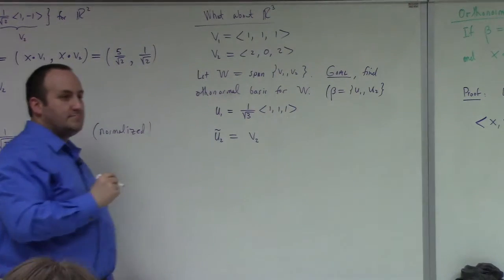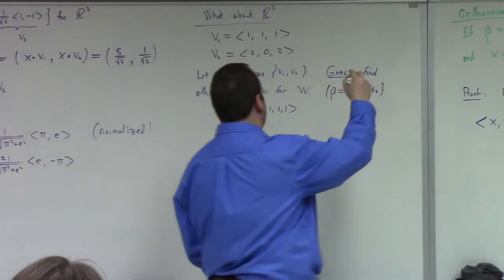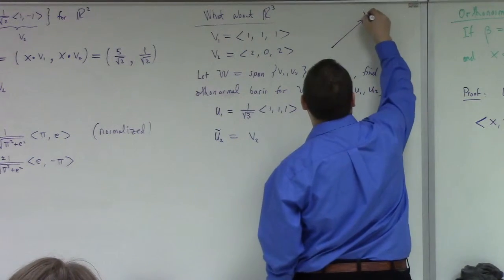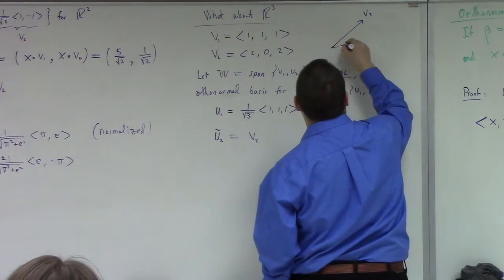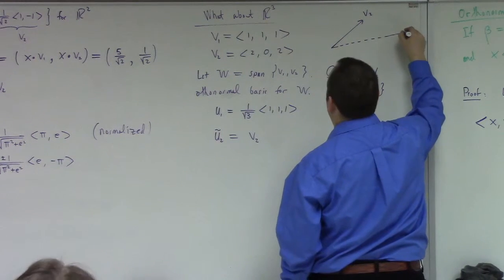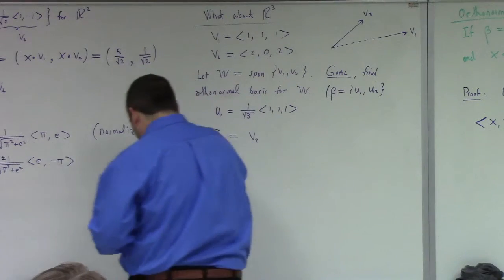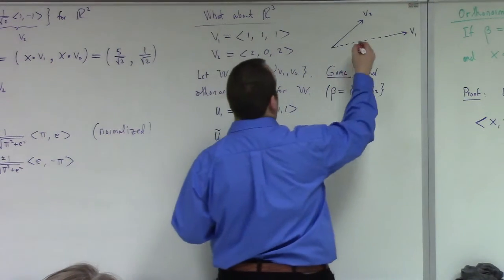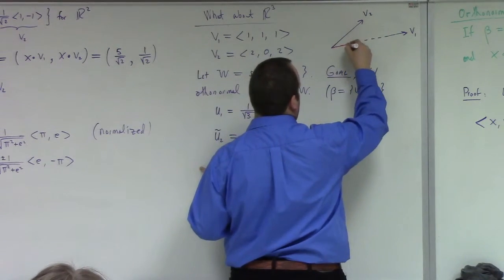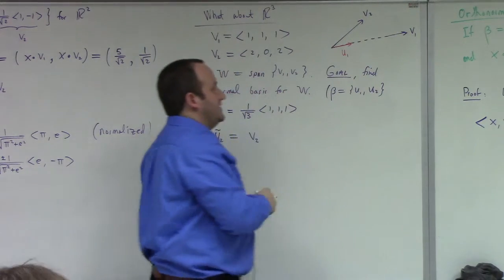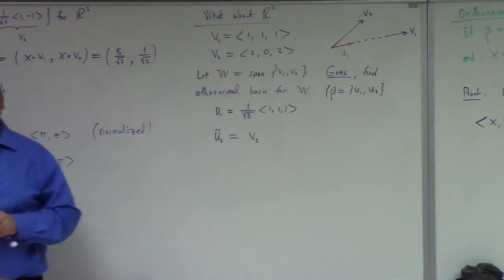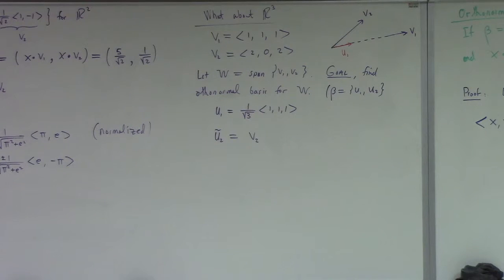All right? Let me try to draw a picture to explain what's going on here. V2 looks like this, and then maybe this is V1, and along V1 there's the U1 vector, a unit vector, like that maybe. This is not to scale. What I want is just the part of V2 which is perpendicular to V1.